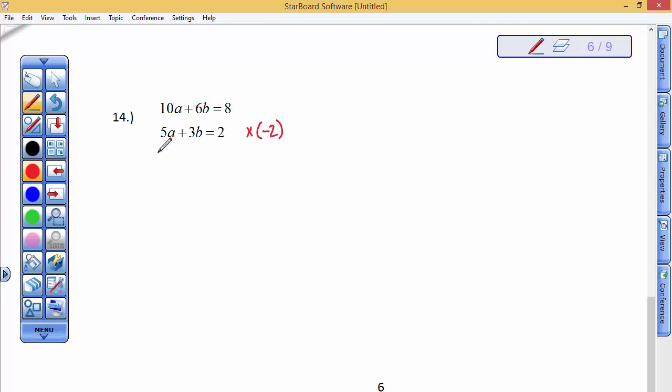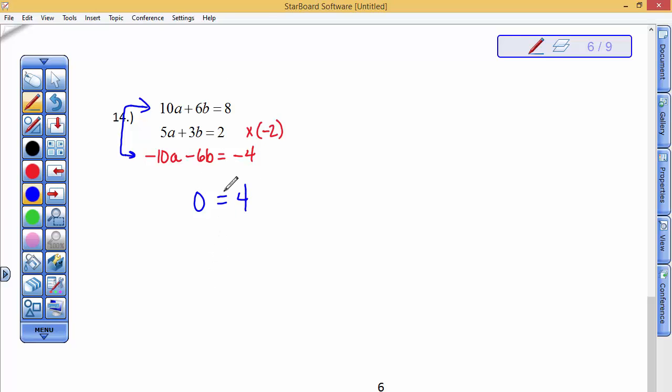The 5a times a negative 2 would be a negative 10a. The 3 times a negative 2 would be a negative 6b, and the 2 times a negative 2 would be a negative 4. You'd add these two statements, the first and now the third statement, which was created from the second, and the 10a and the minus 10a are gone. And the 6b and the minus 6b are gone. But the 8 and the negative 4 combine to be 4.